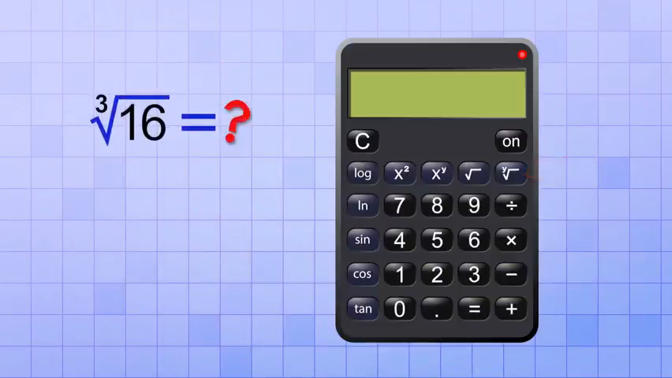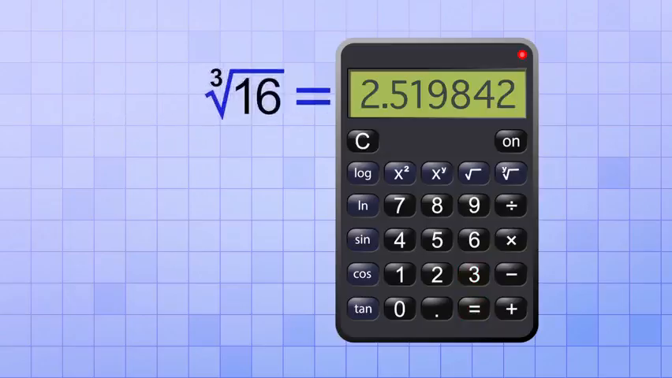To use it, I first enter the number that I want to take the root of, which is 16. Next, I hit the root function button, and then I enter 3, so it knows that I want the third root of 16. Last, I hit the equal sign, and voila! The answer is 2.519842, and the decimal digits just keep on going forever.